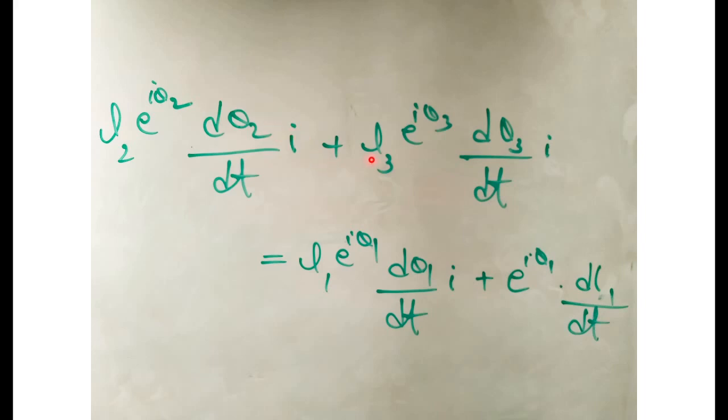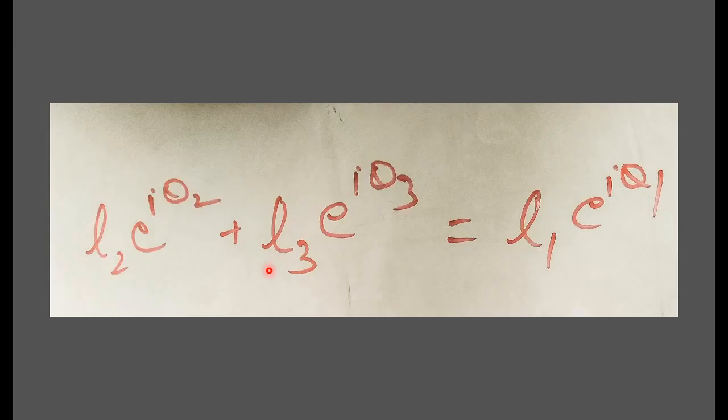Okay. Then next term L3 into L3 is a constant, then e raised to i theta 3. Differentiation of e raised to i theta 3 is e raised to i theta 3 into differentiation of i theta 3, that is i into d theta 3 by dt. Then L1 e raised to i theta 1, differentiation of this.